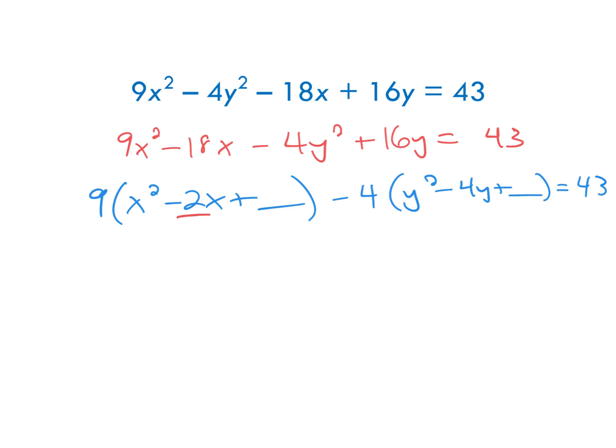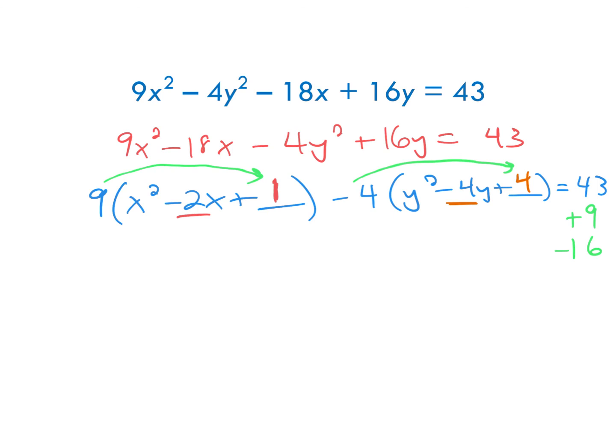So in the first case, I get positive 1. But remember, you've got to add the coefficient times that value to the other side. So that's going to be a plus 9 on the other side. If I do the same process for the next one, taking that middle term, dividing it by 2 and squaring it, I get a plus 4. But remember, I've got to add the product of that coefficient times 4, which ends up being negative 16. So I've got to subtract 16 on the other side.